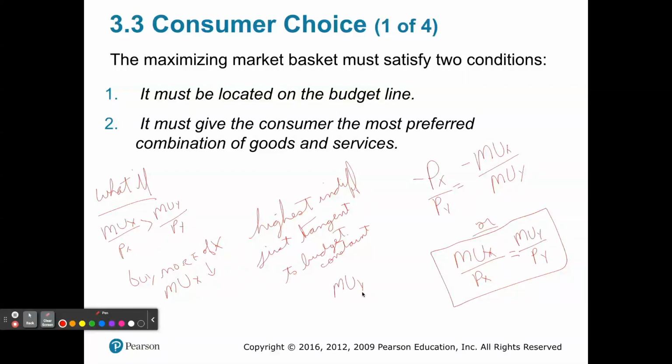Same with the alternative. If MUX over PX is less than MUY over PY, then people will buy more Y, which causes marginal utility of Y to fall until they're equal to each other. So you basically get to an equilibrium point where I'm seeking the highest indifference curve that's going to be just tangent to the budget constraint.